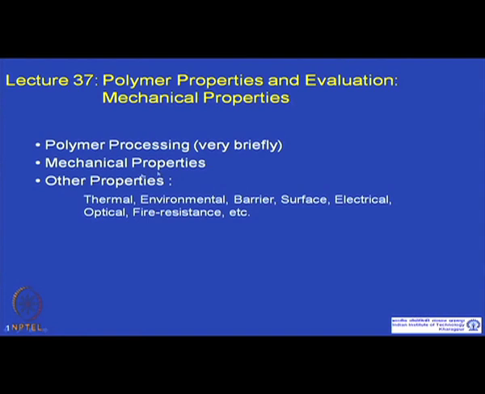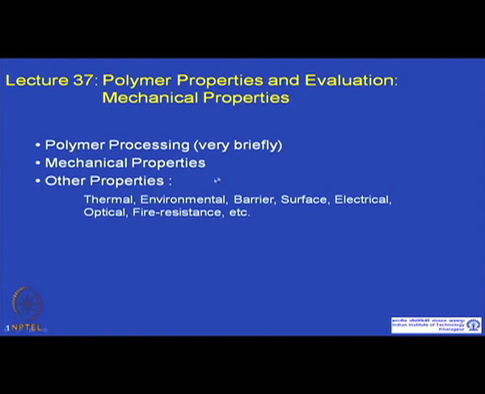Out of the polymer properties, I will spend more time on, and we will discuss in a little more detail, the mechanical properties, because as you will see in the next one or two lectures, this is the most important property of polymers, and some other properties like thermal properties and environmental properties are linked to the mechanical properties. Linked means that the polymers are exposed to or brought in contact with heat or some environmental conditions, and then the mechanical properties of the polymers are evaluated after exposure.